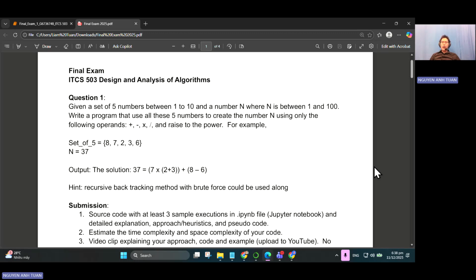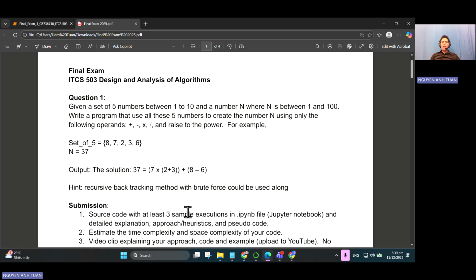For example, with the set of numbers 7, 2, 3, 6 and the target number 37, a valid solution is 7 multiplied by 2, plus 3, and plus 6.